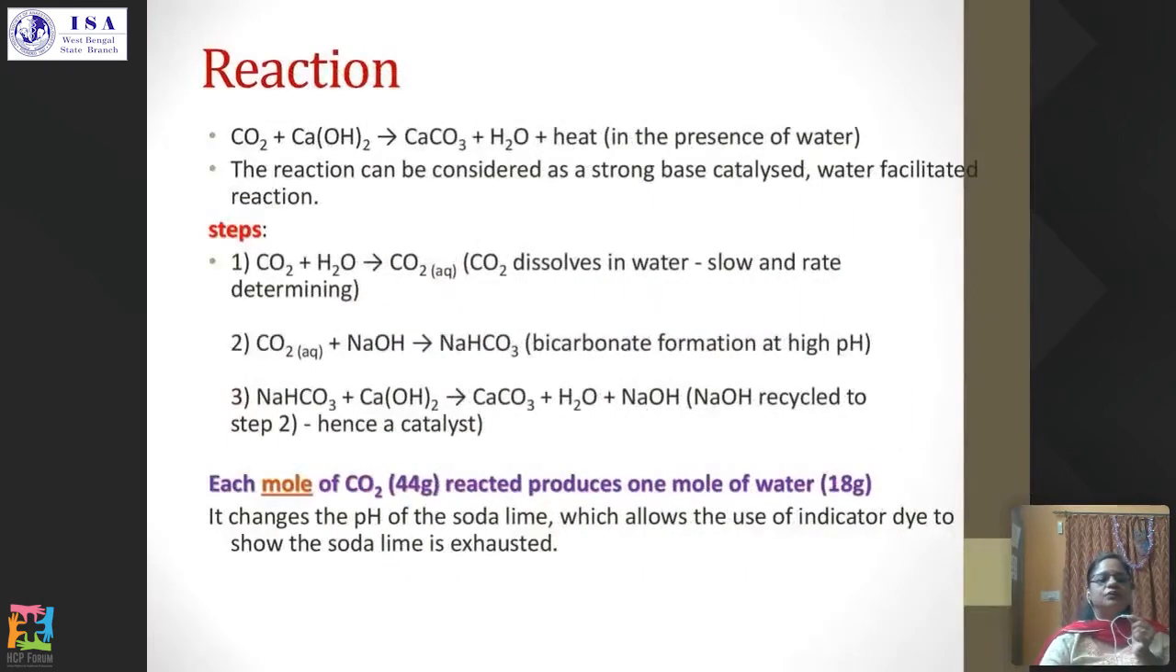Now, these are the steps of the reaction that commonly occurs. Carbon dioxide mixes with water, CO2 plus H2O, and it reacts with the NaOH to convert into sodium bicarbonate. And finally, this sodium bicarbonate along with calcium hydroxide will make calcium carbonate, sodium hydroxide and water.